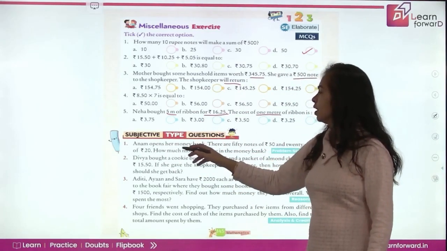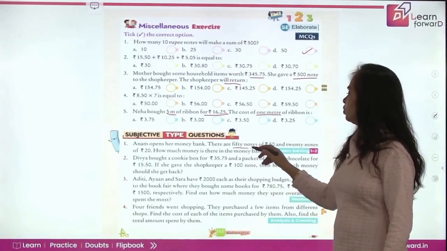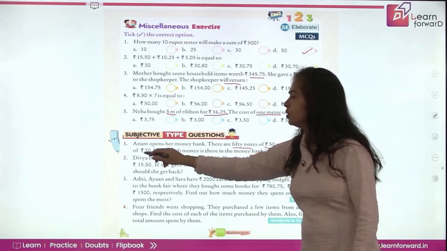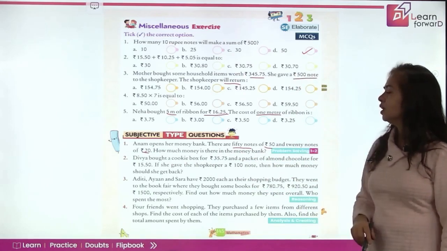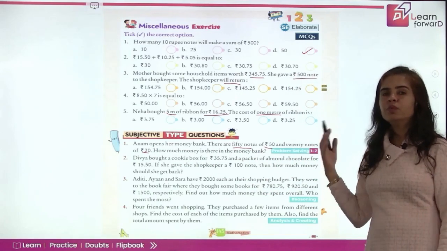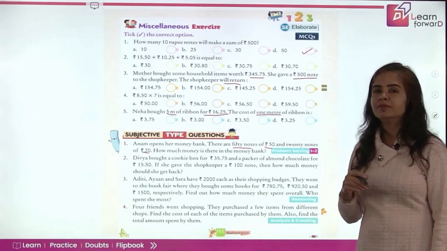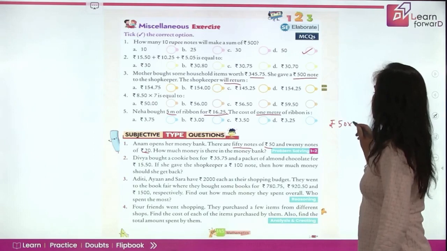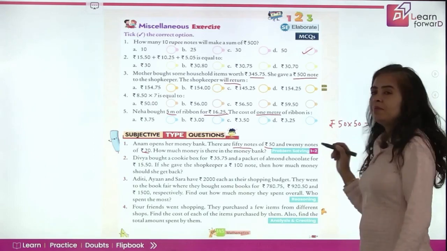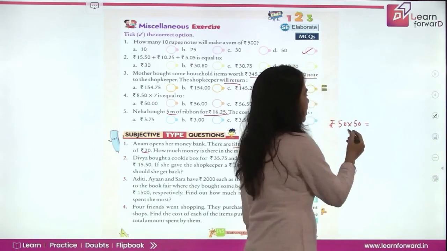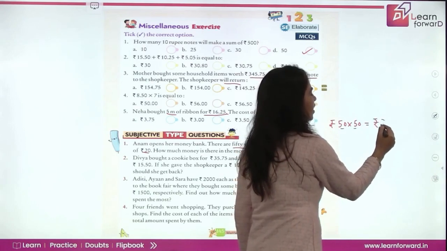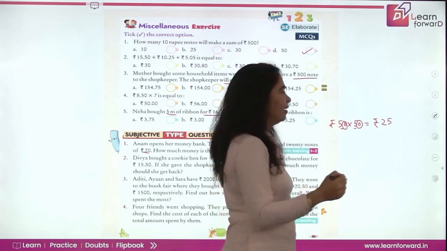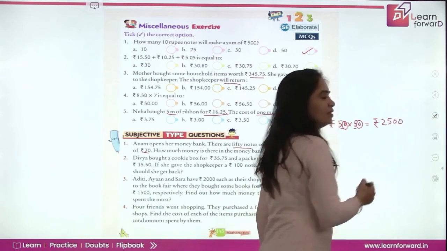Anam opens her money bank. There are 50 notes of rupees 50 and 20 notes of rupees 20. How much money is there in the money bank? So 50 notes of 50 rupees means how much amount? Multiplication. So rupees 50 into 50. How do we multiply? Forget the zeros for a while. 5 5s are 25. Now put the zeros after it. How many total zeros are there? 2. So we'll put 2 zeros here.